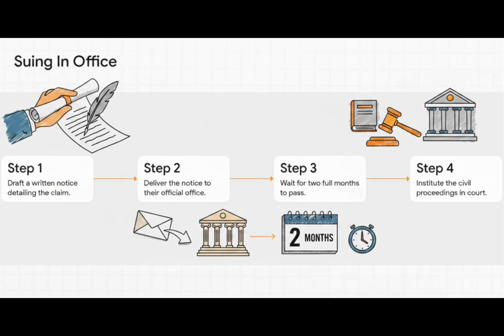And you can't just waltz into court and file a lawsuit. Article 361 lays out a very specific four-step process. You have to write up a detailed notice, deliver it to their office, and then, get this, you have to wait 2 full months before you can even file the case. So it's possible, but the Constitution creates a very deliberate and kind of slow process.